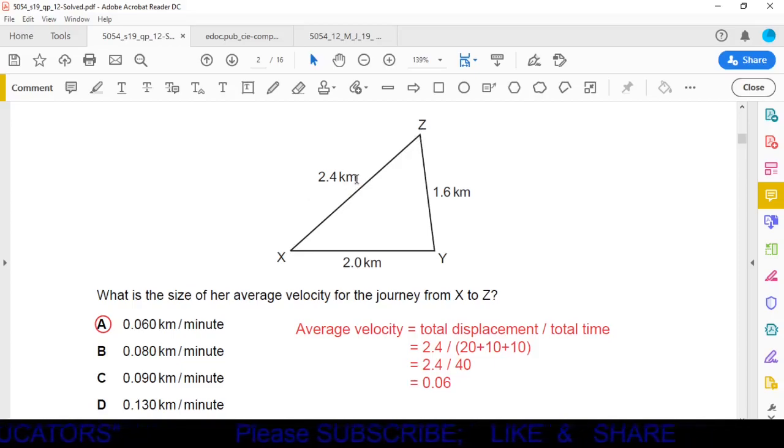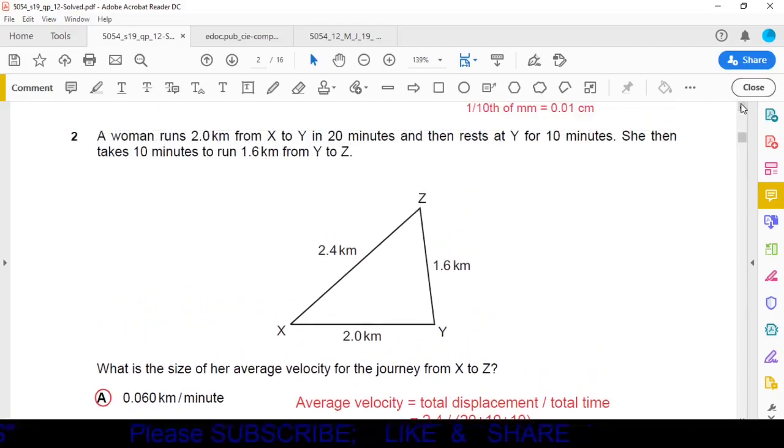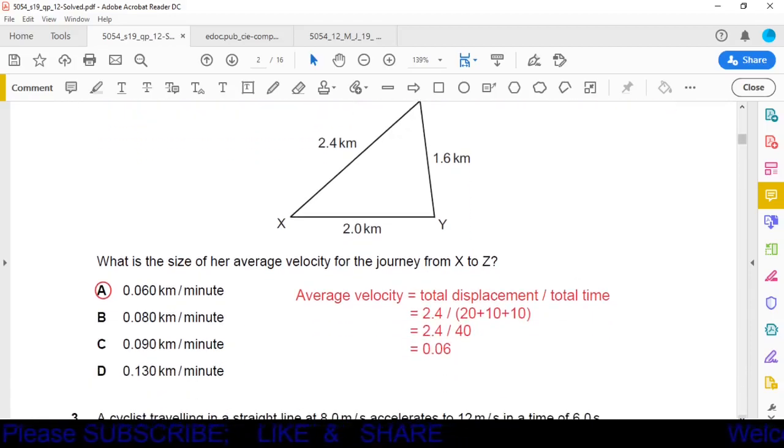So we have to calculate average velocity. We have to divide total displacement by total time. Displacement is 2.4, so we will divide 2.4 by total time. Now what is the time taken? Time taken is first 20 minutes, then 10 minutes rest, then 10 minutes to move from point Y to point Z. So total time is 40 minutes. So we have to divide 2.4 by 40, and by solving this we get the answer 0.06. So option A is the correct option, 0.06 kilometer per minute.